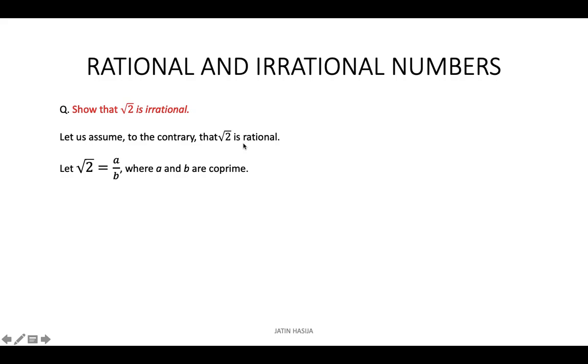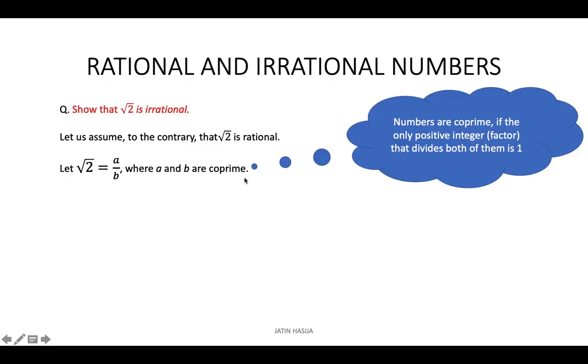Second step, now if it is a rational number, definitely it can be expressed in the form of a ratio. Hence I am writing here, let root 2 be a upon b, where a and b are co-prime numbers. A new word, co-prime numbers. What do you mean by co-prime numbers? Numbers are co-prime if the only positive integer factor amongst them is 1 only.